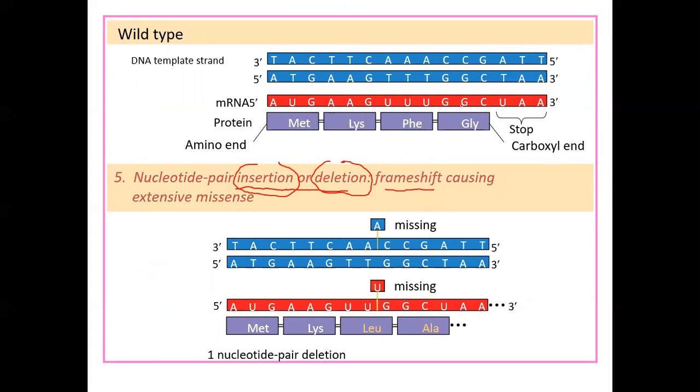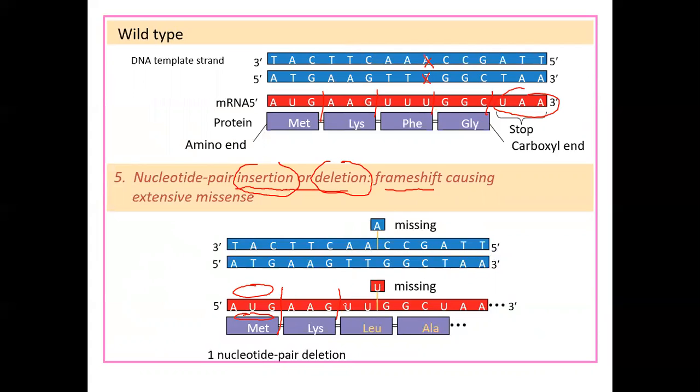Now, notice here, if we have an A missing, so instead of being AAA, I actually lost this nucleotide. You might not think that's going to be a huge deal, but it actually is, because remember, your ribosomes read three nucleotides at a time, right? So if I drew in a ribosome, remember, it's reading in triplets. So instead of AUG, AAG, UUU, GGC, and then you have the stop codon.